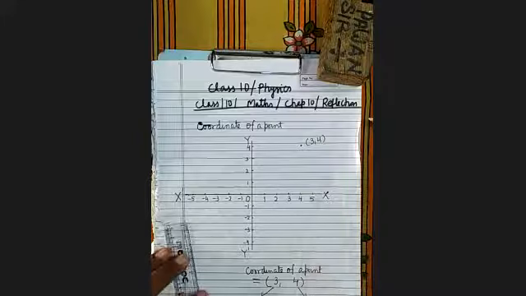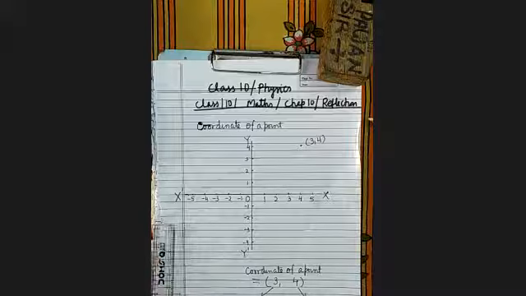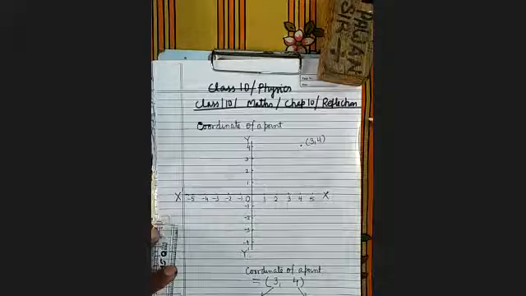Another name of the x coordinate is abscissa. And the other name of the y coordinate is ordinate. The y coordinate's other name is ordinate, and the x coordinate's other name is abscissa. This point is clear?